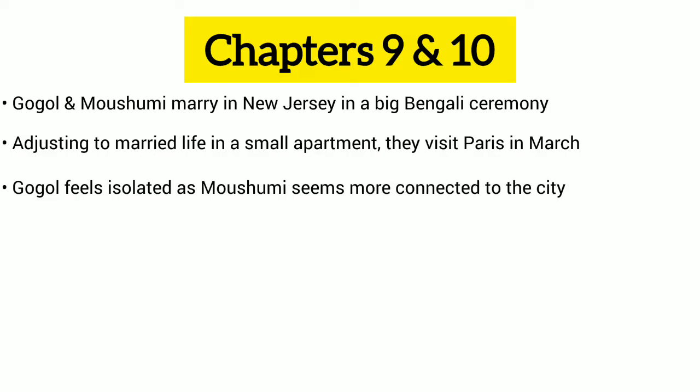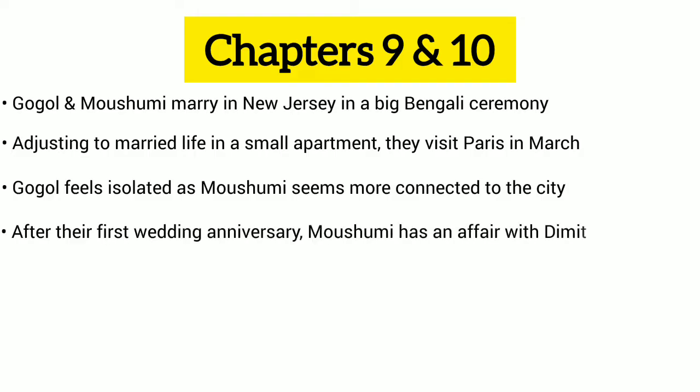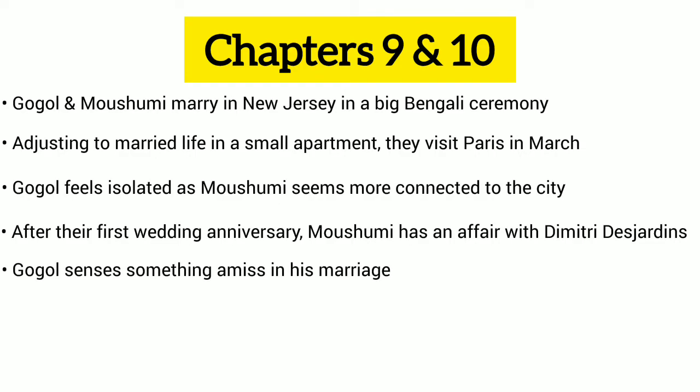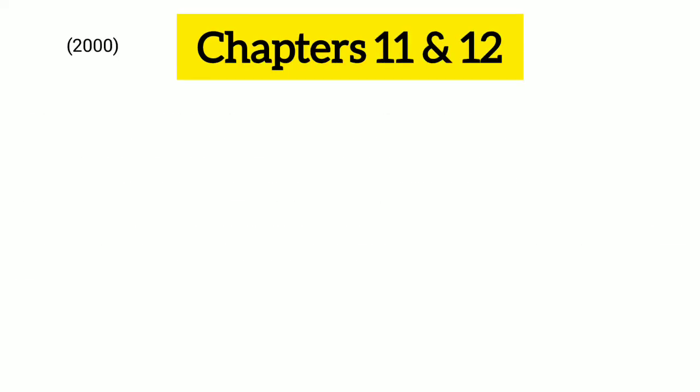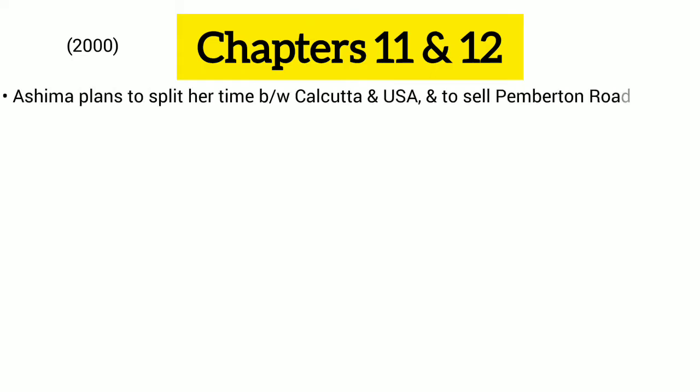Unbeknownst to Gogol, after their first wedding anniversary, Mashumi engages in an affair with Dimitri Desjardins, a friend from college days and whose resume Mashumi finds at the university. Gogol senses something amiss in his marriage but remains unaware of the infidelity. A year later in 2000, before Christmas, Ashima, while preparing food for a party, plans to split her time between Calcutta and the United States and thus plans to sell her house at Pemberton Road.